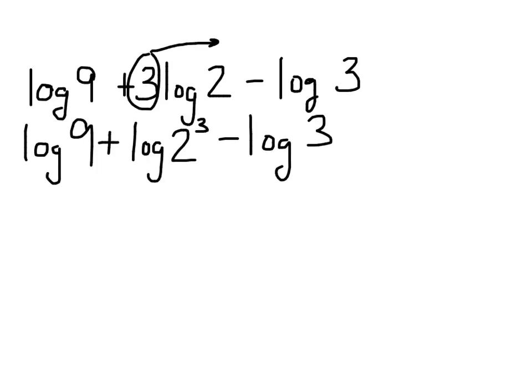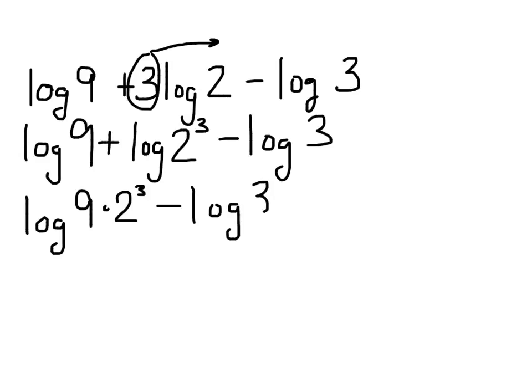Now when I do this, I'm going to go left to right. I'm going to take it slow so you can see the first couple, but after that, some of you should be able to just do it all at one time. I'm going to do it in steps, just so you can see the first step. The first symbol in between the first two logs is what? Addition. Addition is the same as multiply. So I have log 9 times 2 to the 3rd minus the log of 3. Then, what's subtraction the same as? Divide. So I have log 9 times 2 to the 3rd over 3.